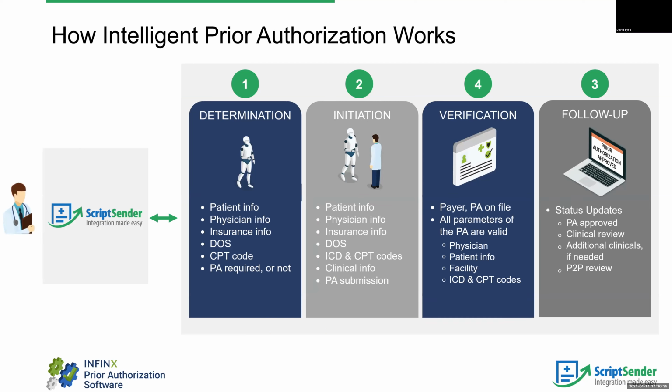We have a 4-step process, and it looks like the numbering's off on this. It should be 1, 2, 3, 4. But the first step is determination. And this is where we apply our artificial intelligence and machine learning to identify whether an authorization is needed or not. So we'll look at the patient information, the insurance, obviously, the date of service, the ICD code, and the CPT code. And from that, we can determine whether an authorization is required or not.